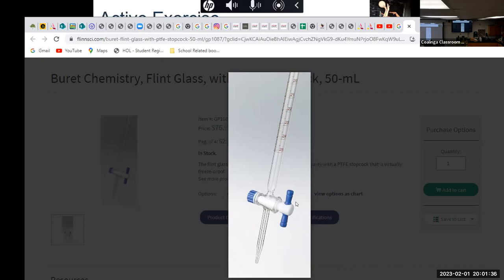Okay, so this is a burette. I'm going to pass it around so you guys can actually see it, and you can actually play with it. We use it often when we're doing acid-base chemistry, what we call titrating an acid.